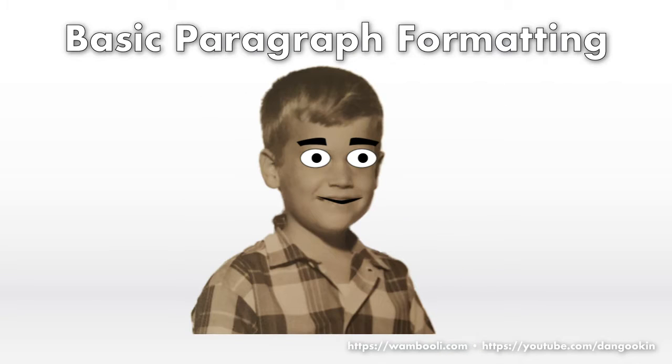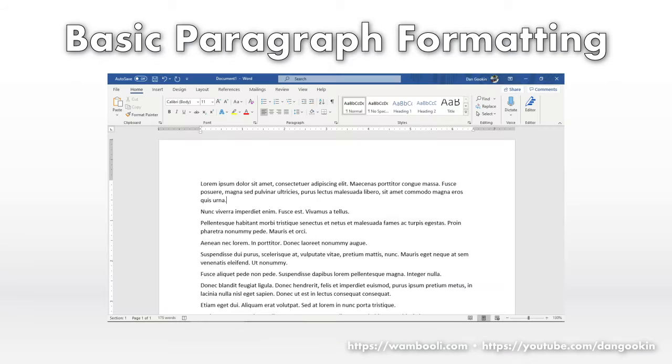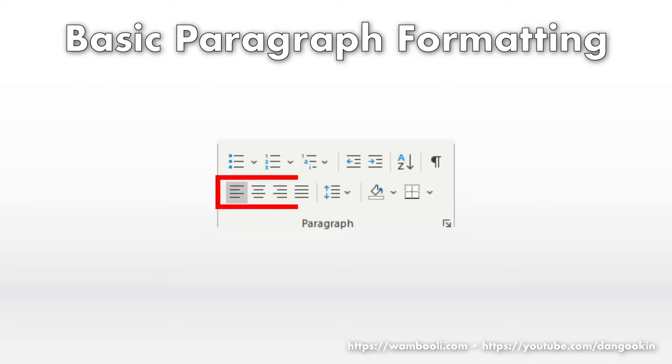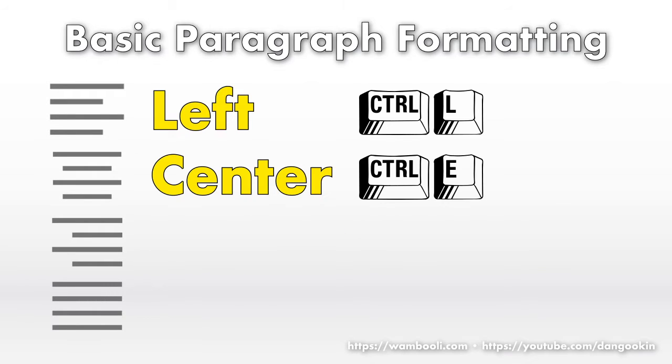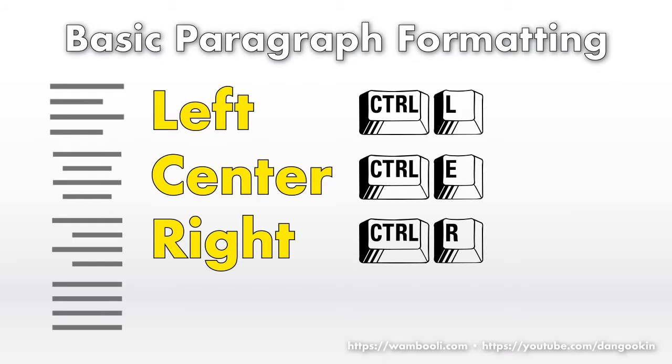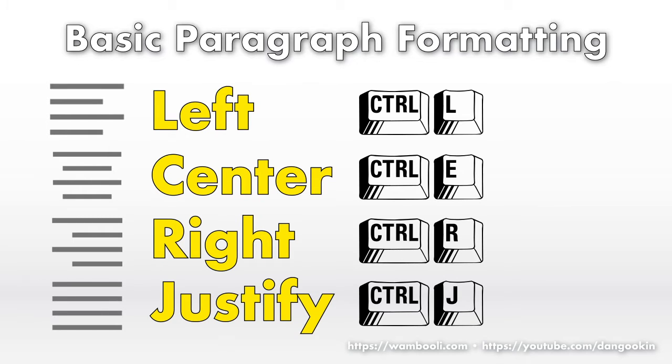Time to get back to the basics. Oh boy! This video is about basic paragraph formatting. Okay, a review is good. Let's go. Word offers 4 basic paragraph formats shown on the Home tab in the Paragraph group. These are alignment options which control how the edge of a paragraph lines up with the left and right margins, just like the little icons preview. They are left, center, right, and justified.